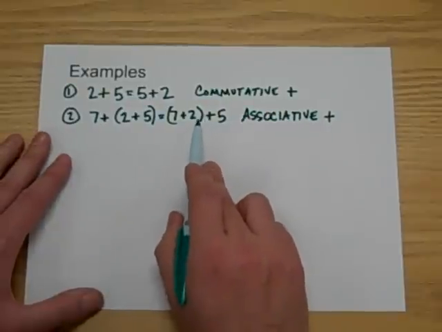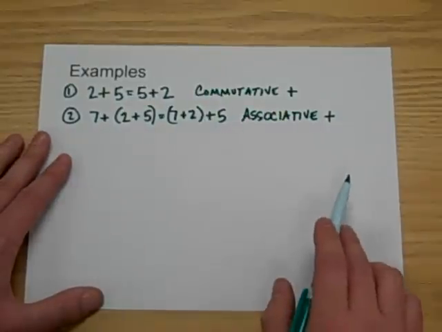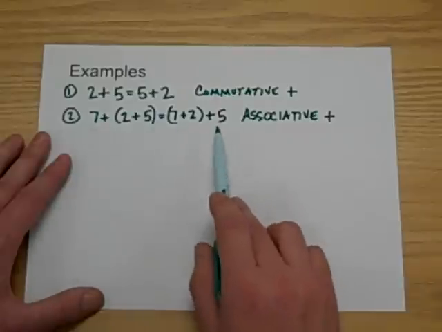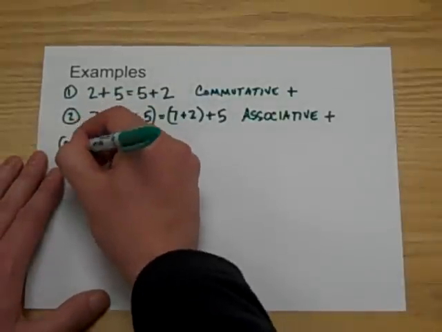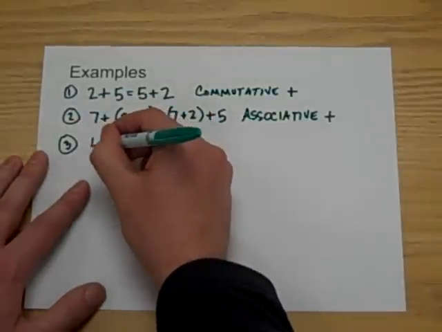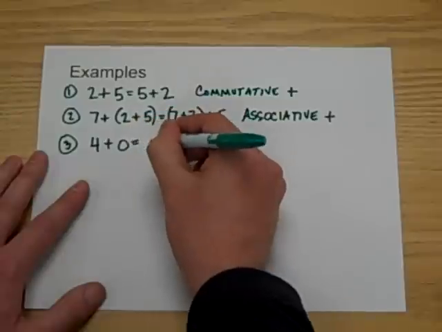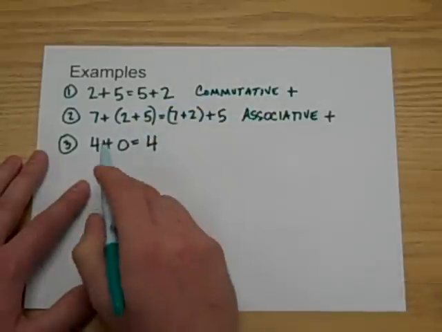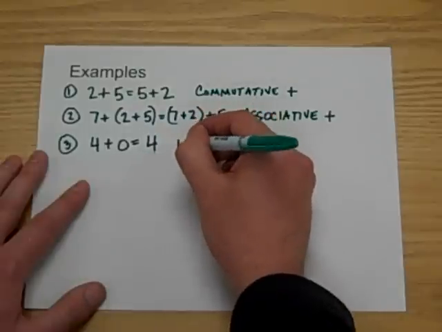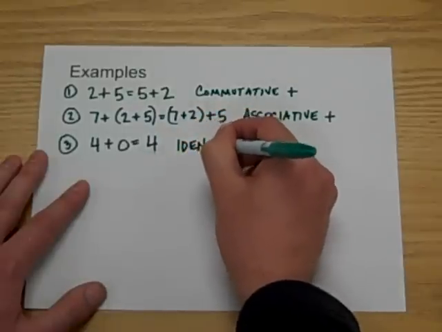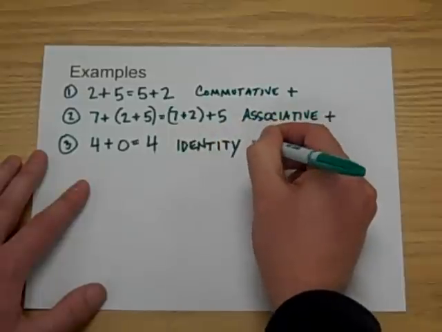Now notice how the order has not changed. That's the first thing you should look at. If the order's changed, it's automatically commutative. The order stays the same, so now I have to look for something else. Third example. Let's take 4 plus 0 equals 4. It looks like I start with the same thing I end up with. So the word same, I think of the word identity. This is the identity property of addition.